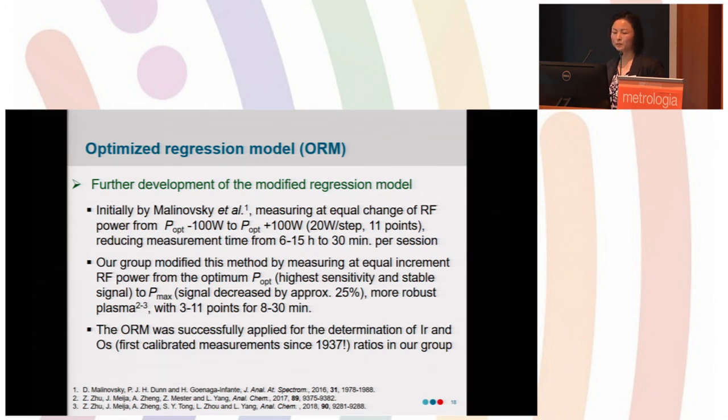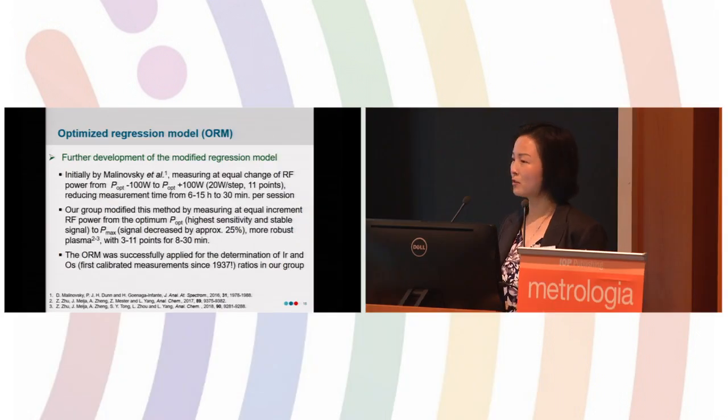Our group adopted this measurement strategy and modified it a little bit. We measure at equal increments from the optimum RF power up to the power where the signal drops 25%. This generates a somewhat more robust plasma. With any number of measurement points from 3 to 11, you can generate a linear relationship. So the time will be 8 to 30 minutes for each measurement session. This optimized regression model was successfully applied for the determination of the iridium isotopic composition and also for the osmium isotopic ratio measurements in our group.